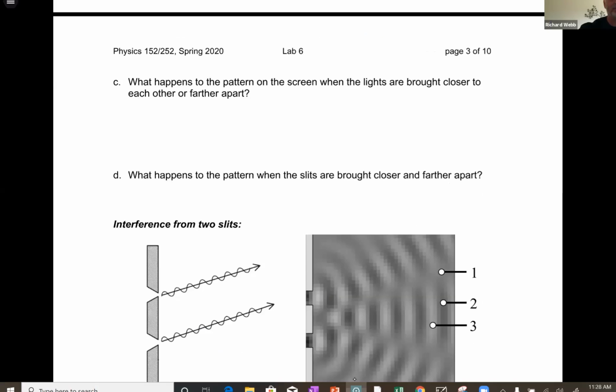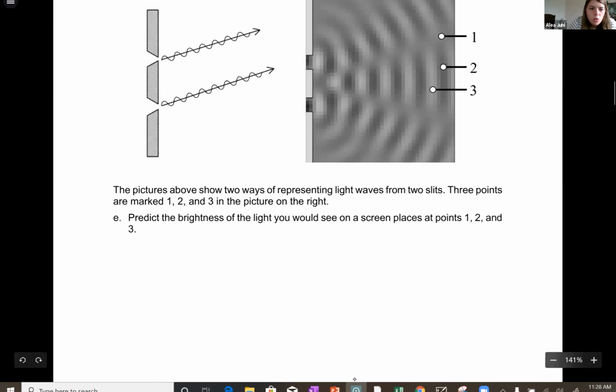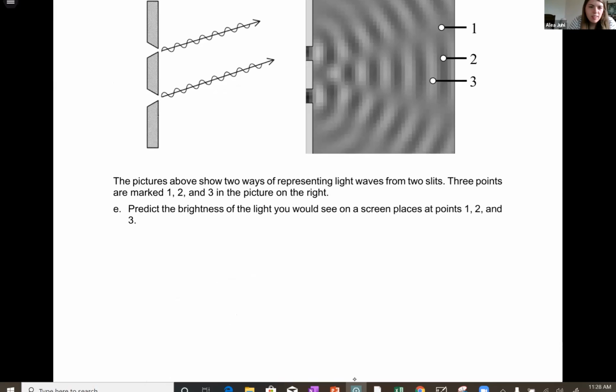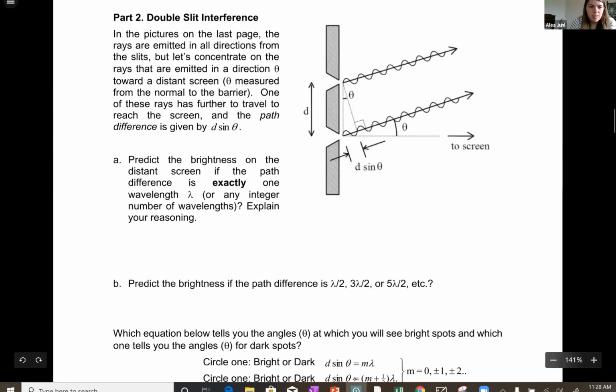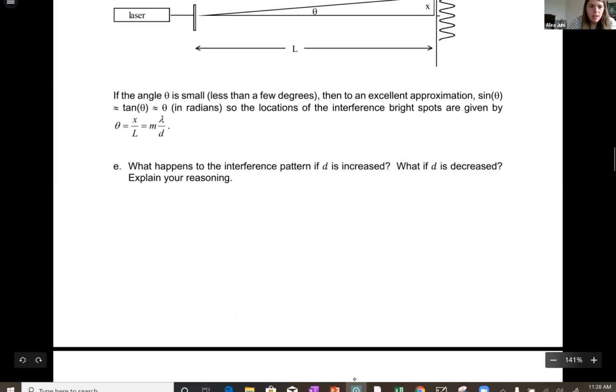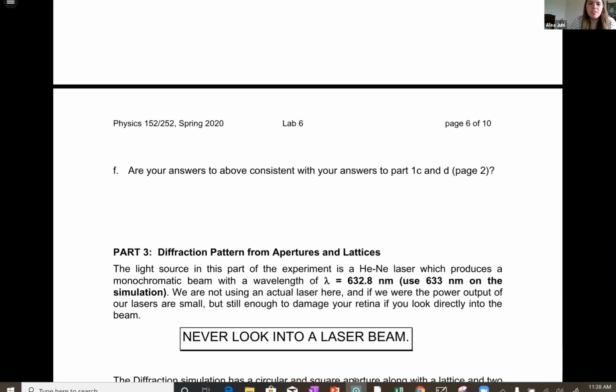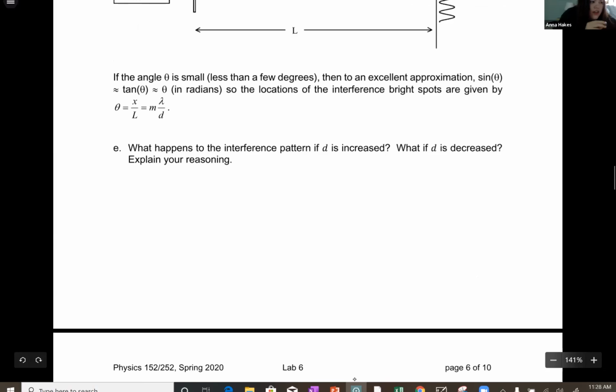Scroll down to section 2, the last letter, I think. F. Yeah, it says, are they consistent? Are they supposed to be consistent? Because I didn't get mine to be consistent. Yeah, that's what we all got. We didn't get that our things were consistent.